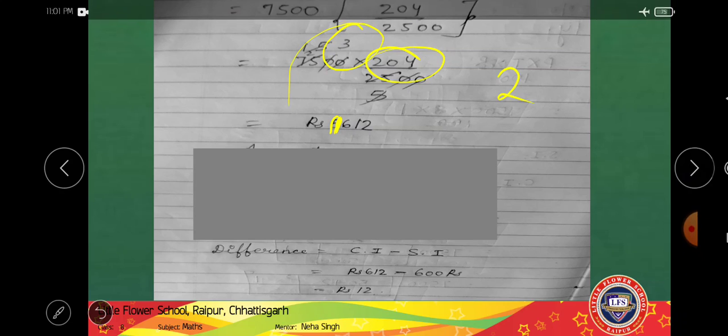204 into 3, which is 4 threes are 12, 2 and 1, 3 zeros are 0, 1, 3 2s are 6, so 612. Now the difference you need to find between CI and SI, so you will subtract, that is CI rupees 612 minus SI rupees 600, which will be rupees 12. So the difference is rupees 12. So this is our answer.